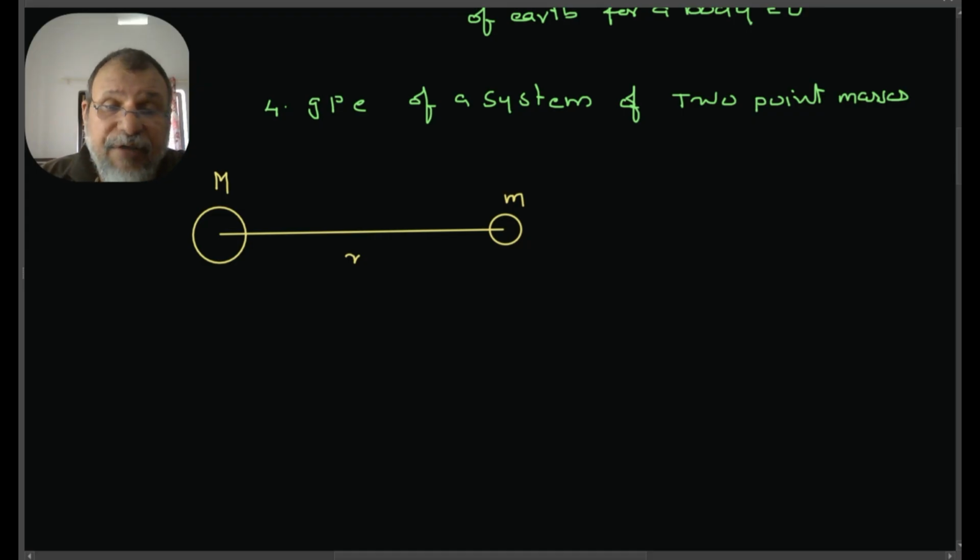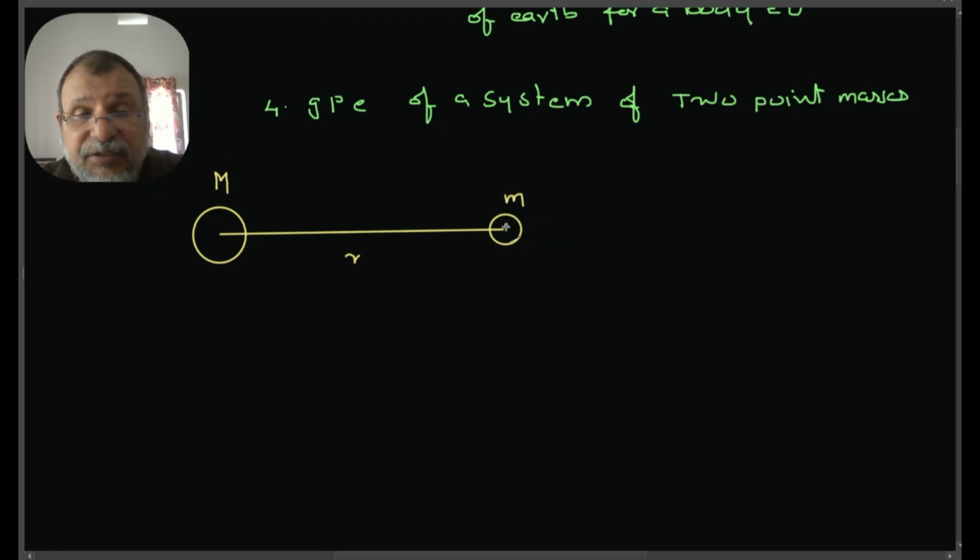Now how do we define the gravitational potential energy of this system? You can say that this is the gravitational potential of m in a gravitational field of capital M. That's fine. Or you can say this is the gravitational potential energy of capital M in the gravitational field of small m. But the best way to put it is to say the gravitational potential energy of a system of two bodies. So instead of point masses, we have used two perfectly spherical bodies.